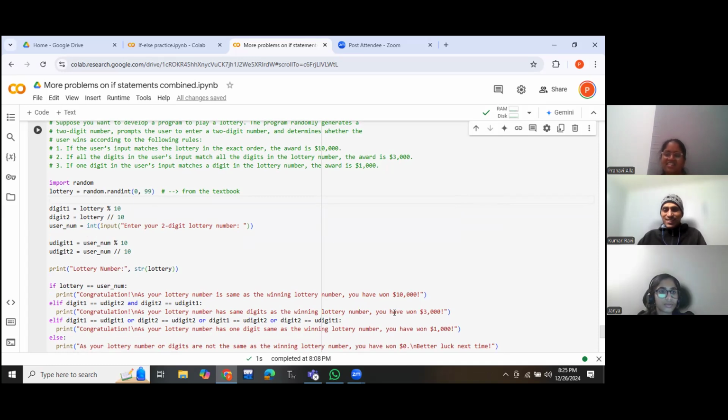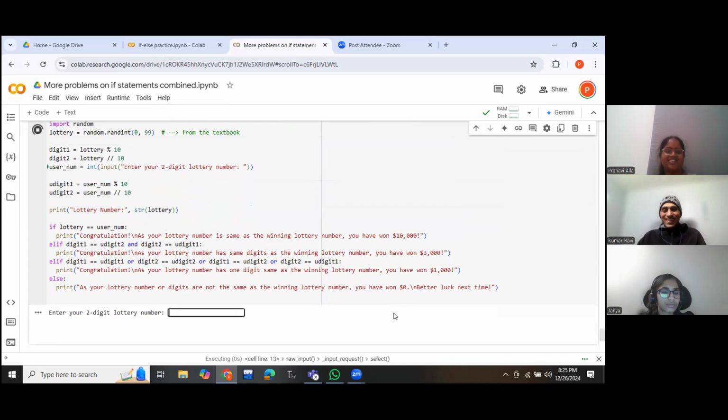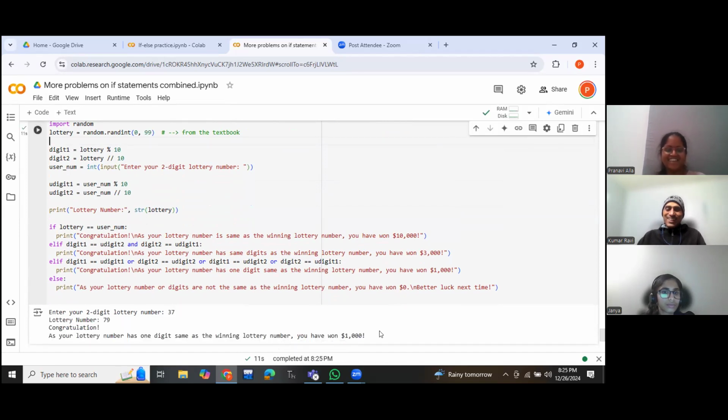Yes, sir. For example, I can show it to you. Okay. If I choose a number, choose a number. 37. Okay, 37. I never win a lottery. Okay. Congratulations, $1,000. Because the computer generated this one. One of your seven numbers, one digit is matched, so at least $1,000 I won, right?